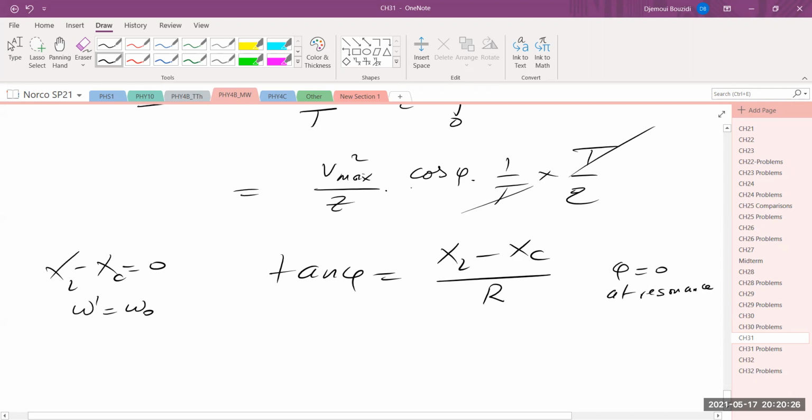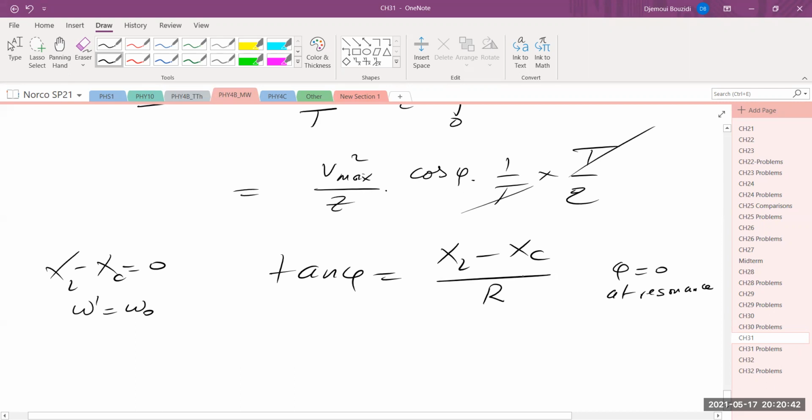And the cosine of 0 is going to be maxed. So the power will be at its max in there, okay? When the circuit is dominated by one or the other, then in this case the phase can be pi over 2, in which case there is the least amount of consumption, okay?